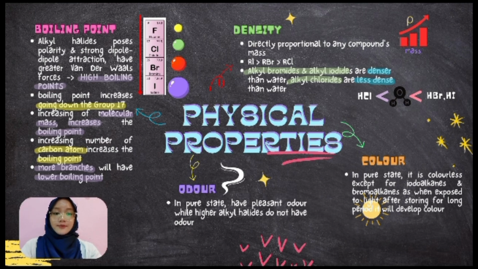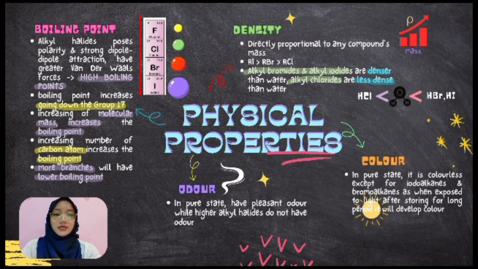And the second physical property is the density. Density is directly proportional to a compound's mass. Hence, the density increases as the mass increases going down the homologous series. Alkyl bromides and alkyl iodides are denser than water. Meanwhile, alkyl chlorides are less dense than water. However, they will be denser than water when they have two or more chlorine atoms.